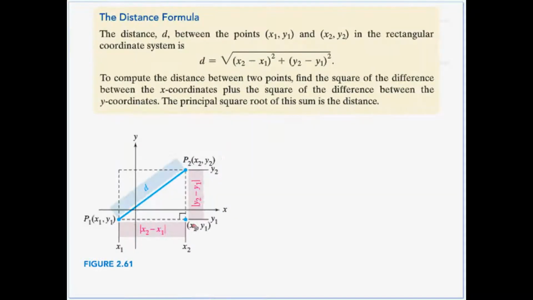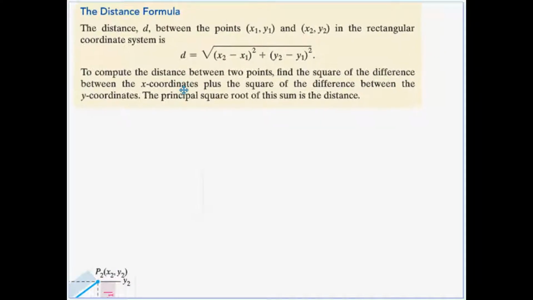All right, let's start out here with the distance formula, and you've probably seen this before in another math class. The distance d between these points, x1, y1, and x2, y2, in the rectangular coordinate system is given by the square root of the quantity, the x coordinate subtracted, that quantity squared, plus the y coordinate subtracted, that quantity squared. We add them up and then take that big square root. So to compute the distance between 2 points, find the square of the difference of the x-coordinates plus the square of the difference between the y-coordinates. The principal square root of that is the distance.